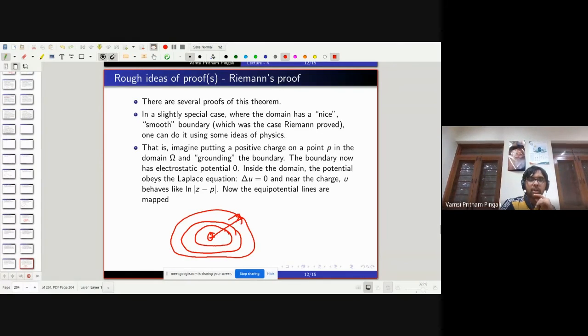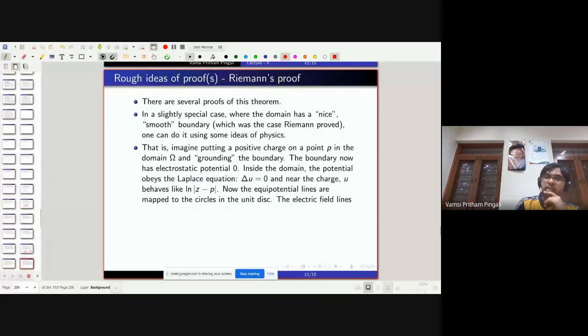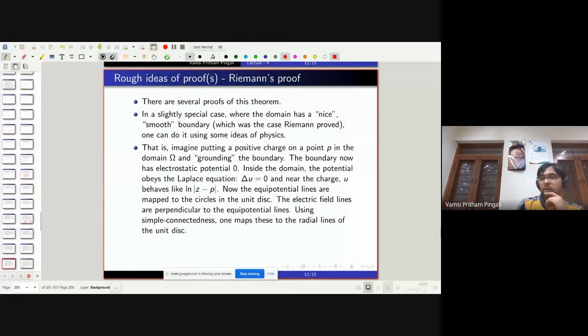The equipotential lines, in other words, the places where the potential energy is a constant, right? These are electric field lines. These are equipotential lines. You can map these equipotential lines to these circles, and you can map these electric field lines to the radial lines. So this polar coordinate grid becomes this grid. Okay, so the electric field lines are perpendicular to the equipotential lines. Using simple connectedness, one can map these to radial lines of the unit disk. This is where simple connectedness comes into play.